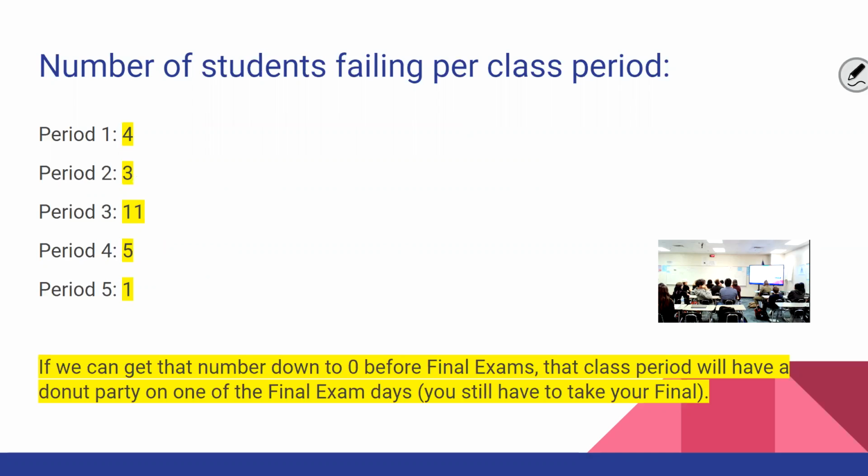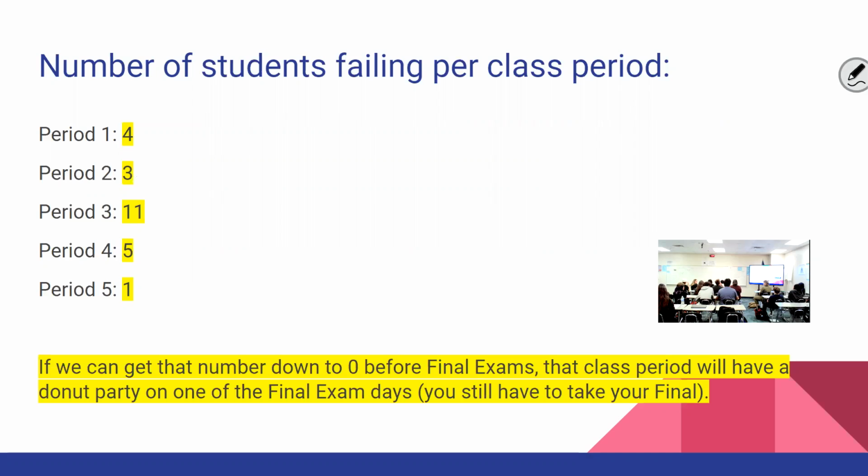If your percentage of an F is really low, then I would suggest coming to tutoring, studying more, and taking the retake seriously. But nobody is too far gone in this class to pass. If we can get that number down to 0 for period 4, then I'm willing to buy you guys some treats, like a little donut party, but it has to be by the final exam. So if we get that number to 0 before the final exam, then I'll buy you treats. We'll have a little donut party on one of the final exam days.